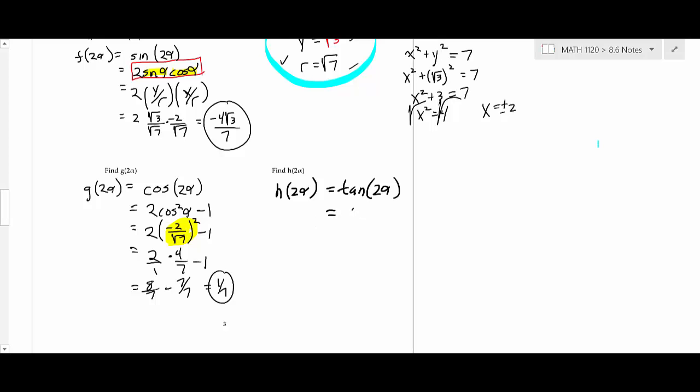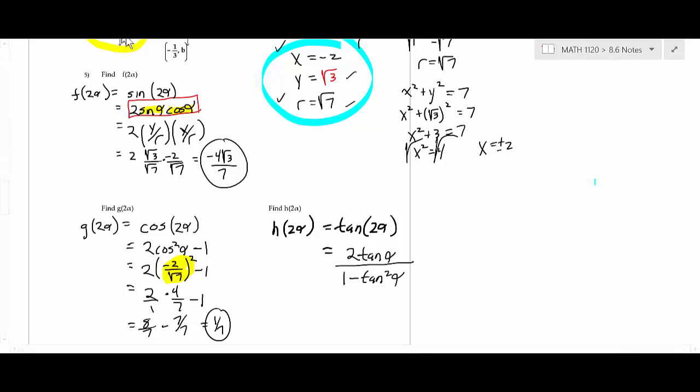What that is, it's 2 tangent of alpha. So let's write down the identity. The identity is 2 tangent of alpha all over 1 minus tangent squared alpha, like that. Now we got everything we need to know, so let me ask you a quick question. Very simple. What is the tangent of alpha going to be? Y over x, so that's negative square root of 3 over 2, right? Okay, so we got that.